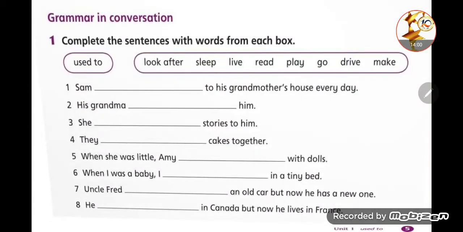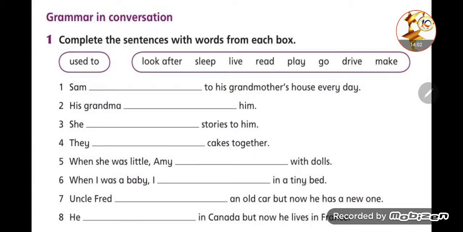Let's start with exercise number 1. Complete the sentences with words from each box. So here we have look after, sleep, live, read, play, go, drive, and make. And we are going to use what?